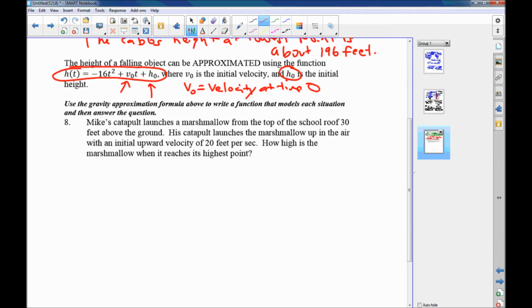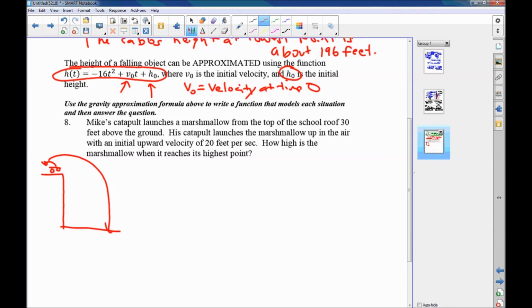All right, so Mike's catapult launches a marshmallow from the top of a school roof. So here's our school roof. Here's a little catapult, and it launches a marshmallow. The height of the school roof is 30 feet above the ground. His catapult launches the marshmallow up in the air with an initial velocity of 20 feet per second. How high is the marshmallow when it reaches its highest point?